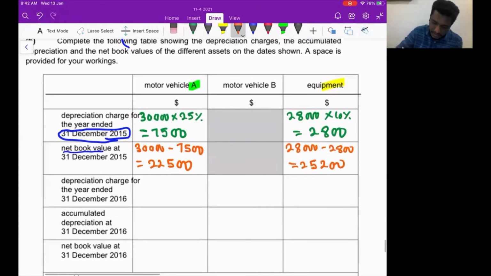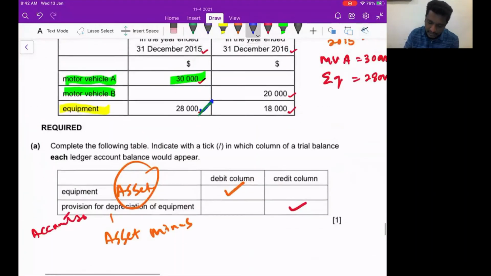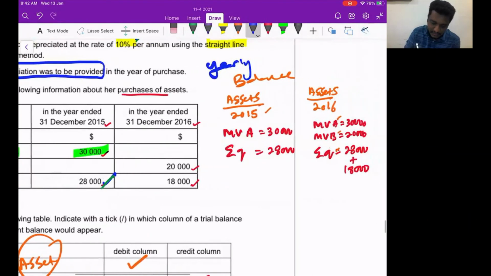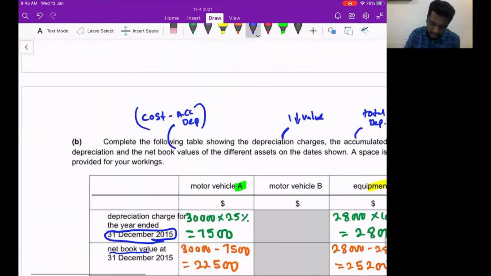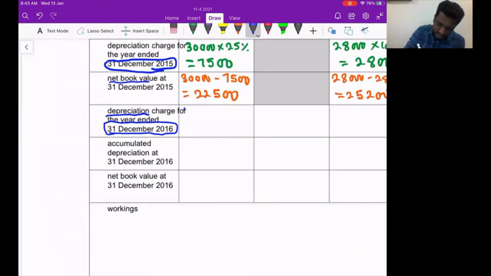Okay, now we're going to calculate depreciation for the year 2016. Depreciation is only for the current year. So for 2016, I check what assets I have. This year I bought one. So the balance of assets with me is motor vehicle A and motor vehicle B. I need to calculate the depreciation for both motor vehicles.